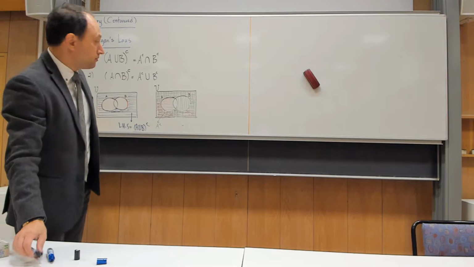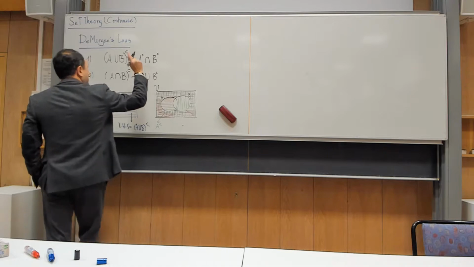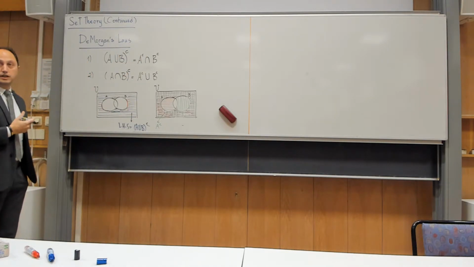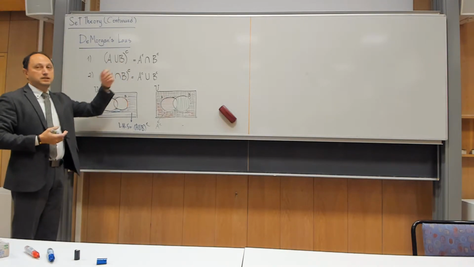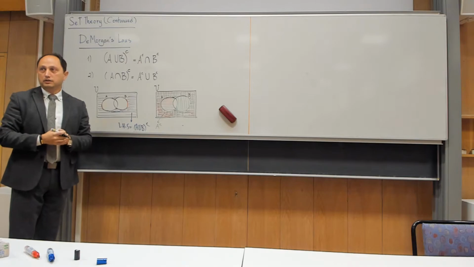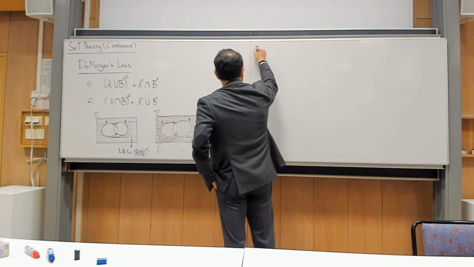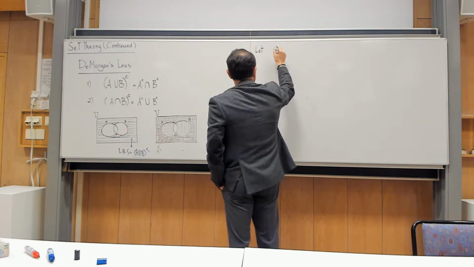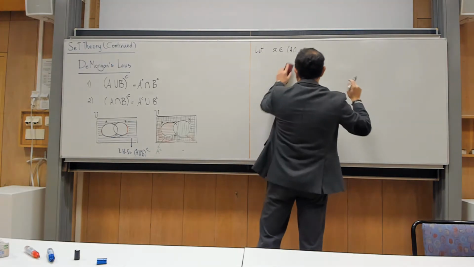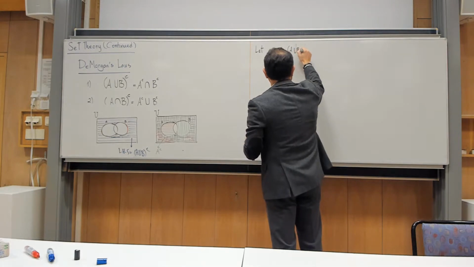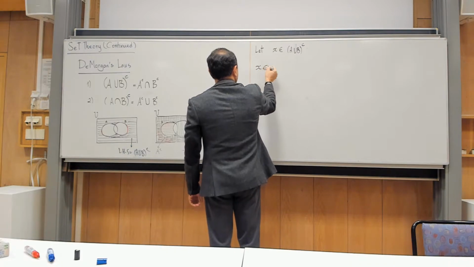But if I want to prove it mathematically, what should I do? I want to prove that two sets are equal. There is one standard way in set theory to do that, and that is to take an element on the left-hand side and show that this element is in the right-hand side and the other way around. Yes? So if I want to prove this mathematically, I would say let X be in the complement of A union B. Okay.